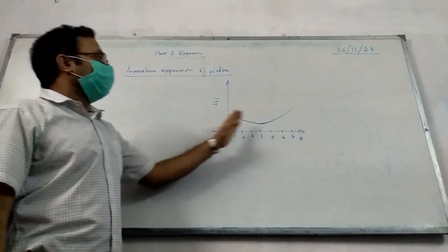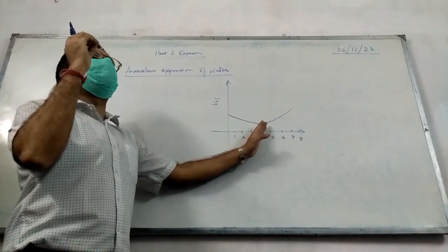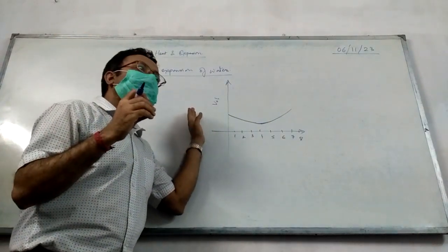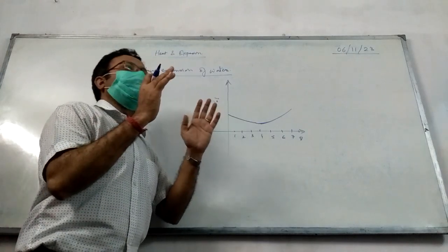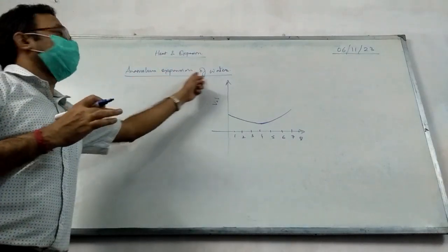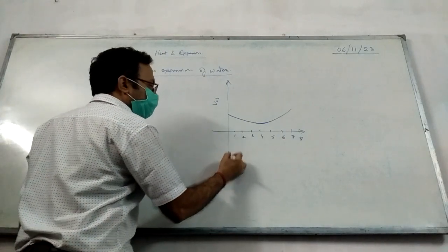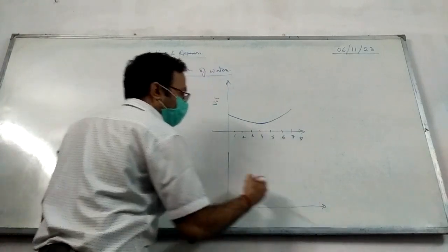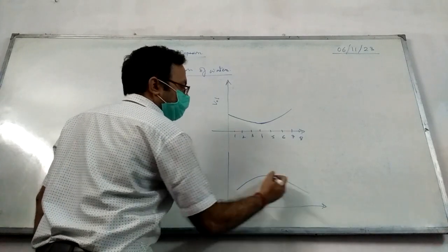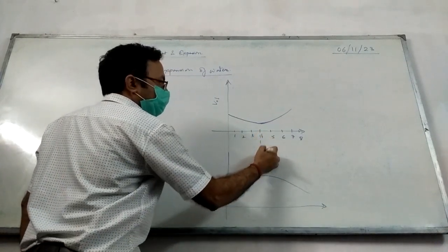Means from 0 to 4 degrees Celsius, the volume of water decreases in size, right? So this is what we call anomalous expansion of water. Alright. Similarly, if you plot the density with the temperature, you get a graph like this. The maximum is reached at 4 degrees Celsius.